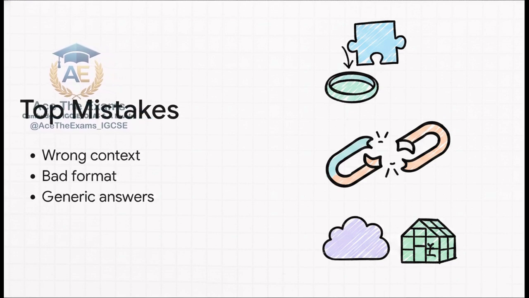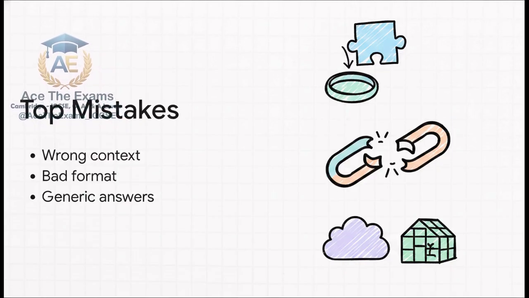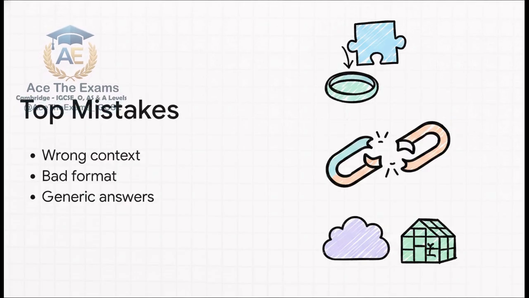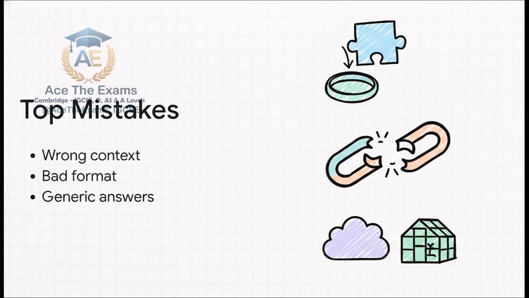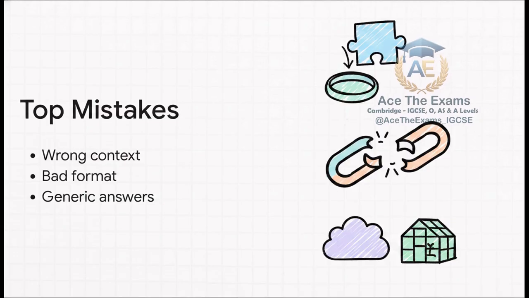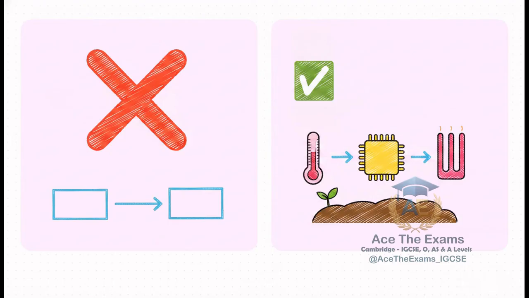And number 3, answers aren't specific to the context given. As we mentioned earlier, this is the biggest one. It's the ultimate trap. If the scenario they give you is strictly about central heating and you suddenly start rambling about automated window motors used in greenhouses, you are essentially screaming to the examiner that you just memorized the past paper instead of actually reading the current one in front of you. Don't be that candidate.